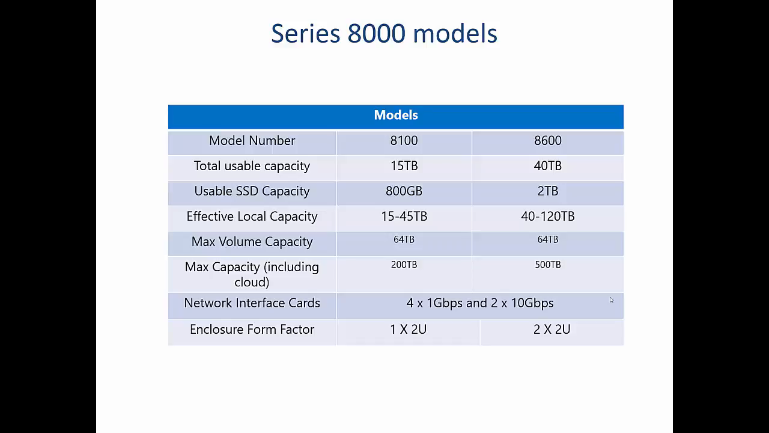But that's quite a bit of scalability in such a small footprint, right? Especially when you're talking about deduplication and compression. Those 200 terabyte and 500 terabyte numbers that they max out to, if you're achieving 2x dedupe, that's 400 terabytes and a petabyte of data, all in 2U and 4U form factor. So it's quite a bit of scalability and growth.